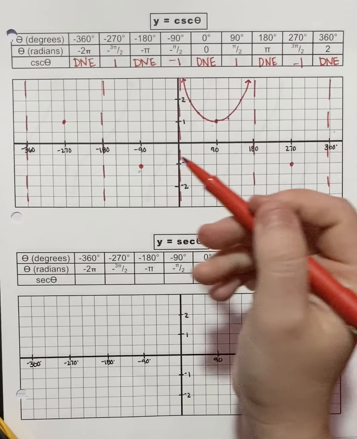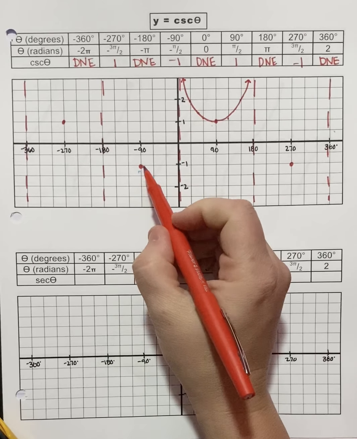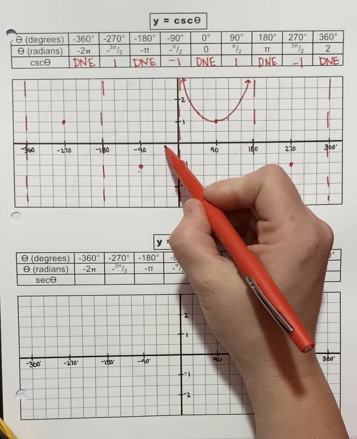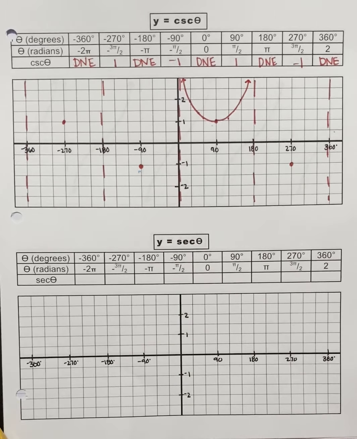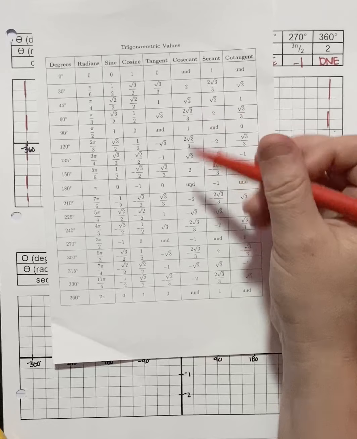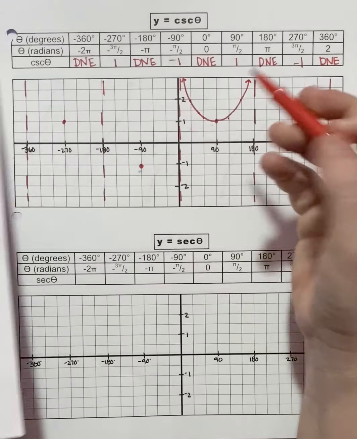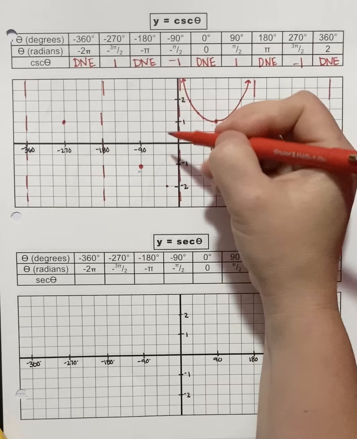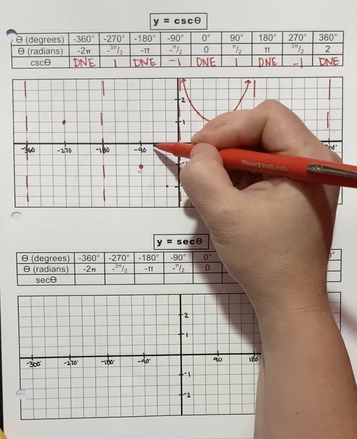All right, now let's look at something over here with the negative angles. We have negative 90 being negative 1. Now this is negative 30. We don't like negative 30, so we're going to add 360 and get 330. I'm going to find the cosecant of 330, which is negative 2. So negative 30 is down here at negative 2. If this is negative 30, then this is negative 60.